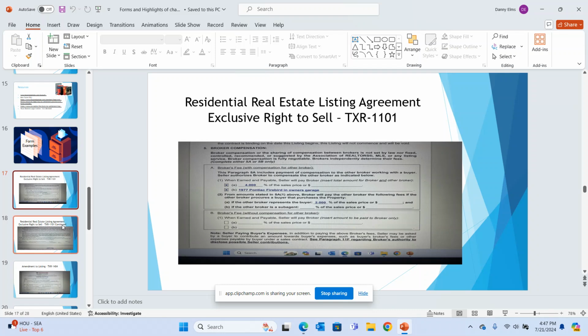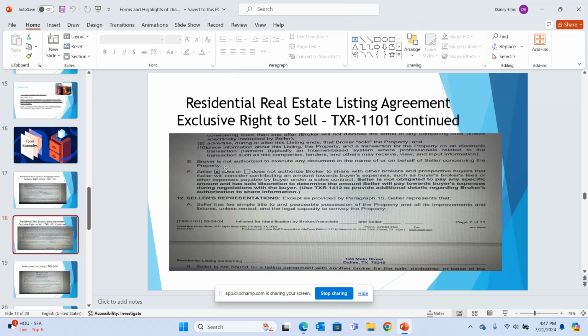Now, the next slide goes down to the same listing agreement, TXR 1101. This is paragraph 11F. Seller does or does not authorize the broker, which is us, United, to share with the other brokers and prospective buyers that the seller will consider contributing an amount toward buyers' expenses. Okay?